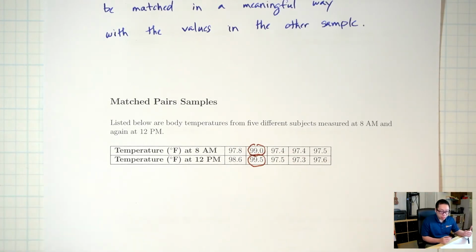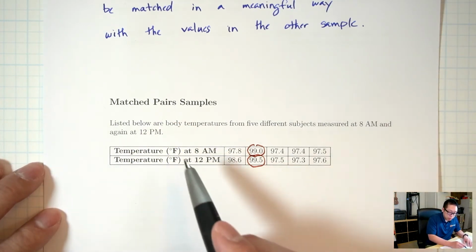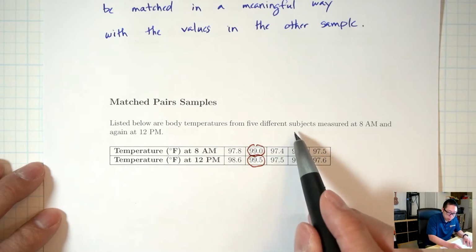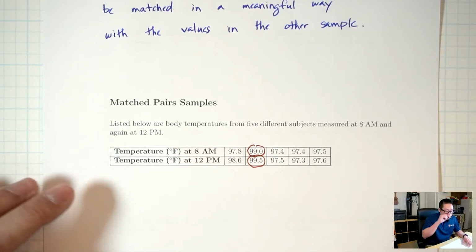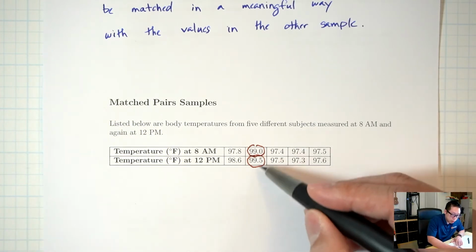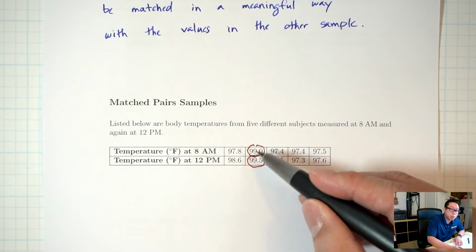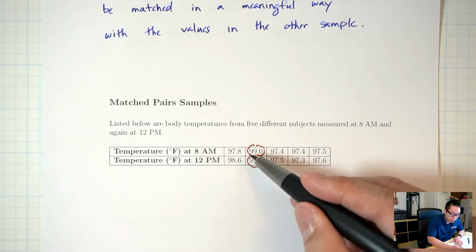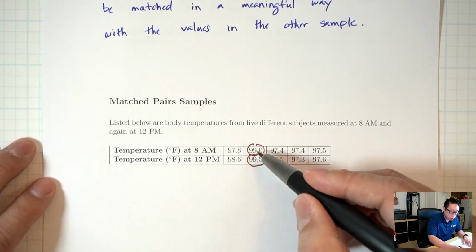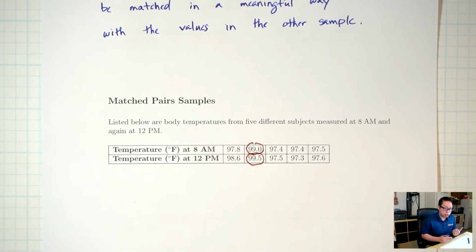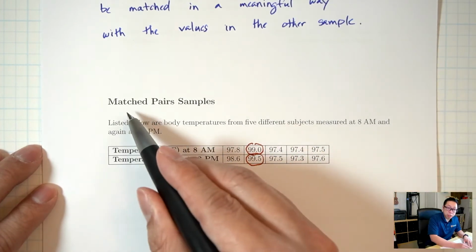And here, the answer is yes. Because based on the way that it's described here, right? So these are body temperatures from 5 different subjects measured at 8 a.m. and again at 12 p.m. So what this is saying is that these two temperatures, the 99.0 and the 99.5, are actually measurements on the same person, right? One at 8 a.m. and then again at 12 p.m. So here, because they're measurements on the same person, these two measurements should go together. So they should be matched.